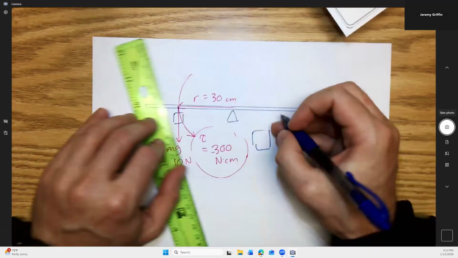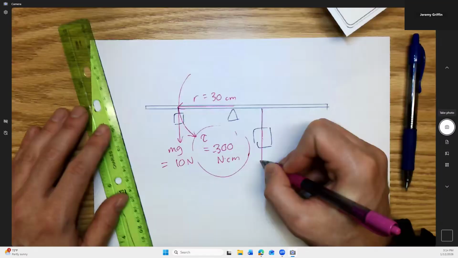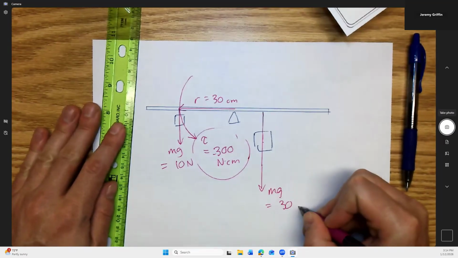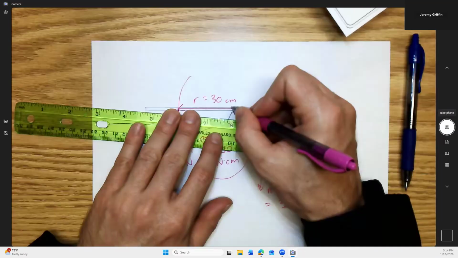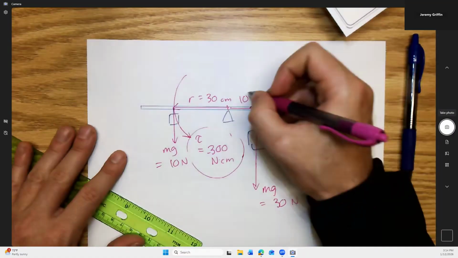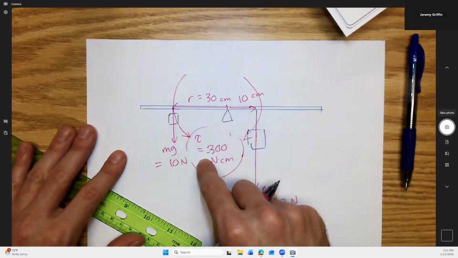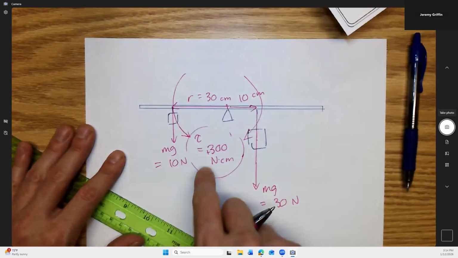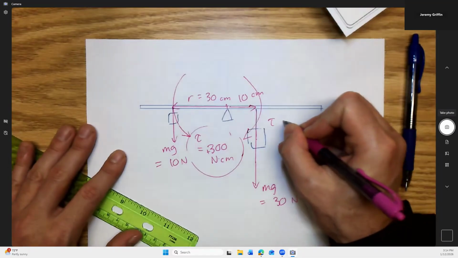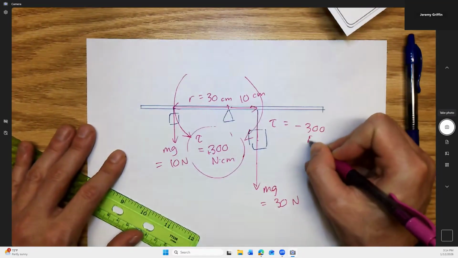So let's see. I think I'm going to hang this probably about here. Okay. So if this weight here is like mg equals 30 newtons, shouldn't I have it at an offset distance radial arm of like 10 centimeters? Like that? Okay. So it produces a clockwise. Oh, wait. What am I saying? Sorry, the other one was counterclockwise, which would be positive. So the other one was positive 300 Newton centimeters. This torque has to be the clockwise, which is negative 300 Newton centimeters.